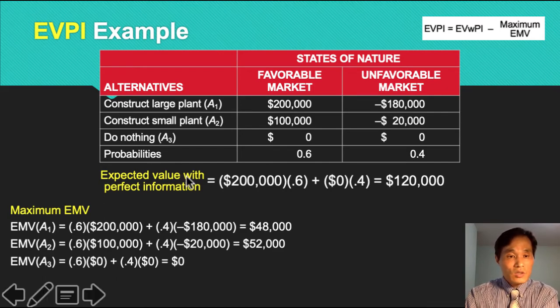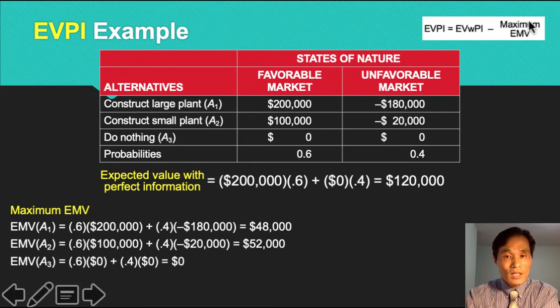So if you know that, you are going to choose not to do anything in that case. So expected value with perfect information is going to be, given that favorable market will turn out, I'm going to choose alternative 1, so $200,000 times 0.6. That is EVWPI, the best choice that you can make. And plus, now if the market is going to be unfavorable, then I'm not going to do anything, and that percentage is 0.4. So therefore, the expected value with perfect information is $120,000. In other words, if you have perfect information about the market, that's the maximum money that you can expect.